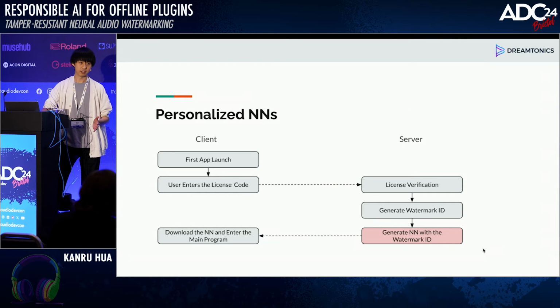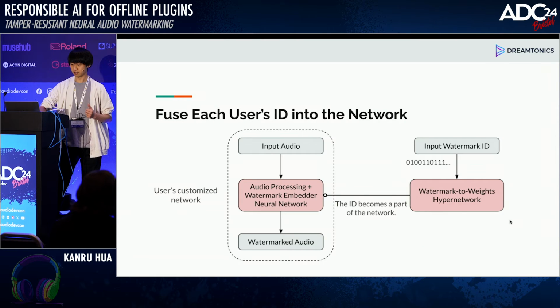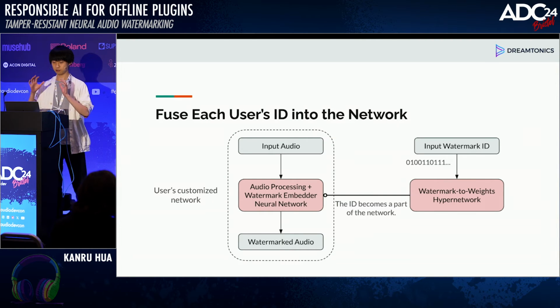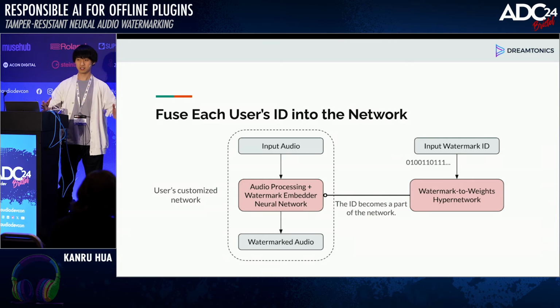The naive way is you just train a new network, but that's going to take hours and a lot of electricity bill. You can fine-tune it, but it's still going to take some time. The most elegant way to think of it is you just train a neural network to generate a neural network. So we're talking about a Hypernetwork here. The Hypernetwork takes a watermark ID and generates a whole bunch of weights, which are used to construct the actual audio processing plus watermark embedded neural network. And only the parts inside this box are sent back to the client side. Now, how do we train this?